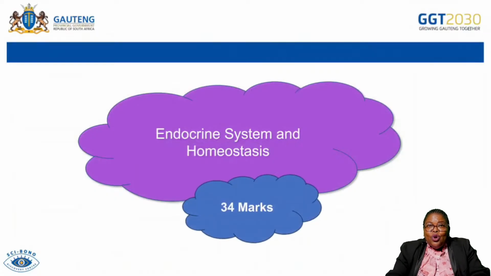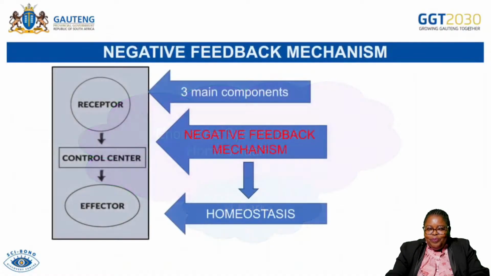So endocrine system carries 34 marks of our paper 1. Yes, girls and boys, we are now counting hours before we can write our paper 1. And we are thinking of you. Have that courage. Everything that you have studied, you're going to make it. I am certain of that, right?